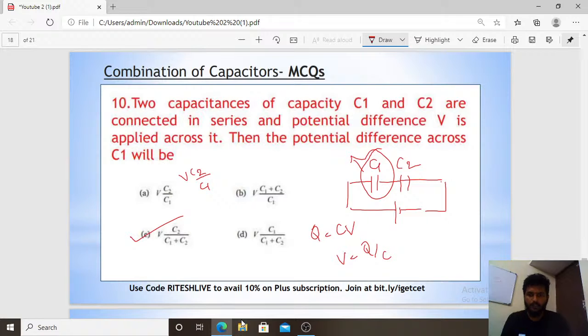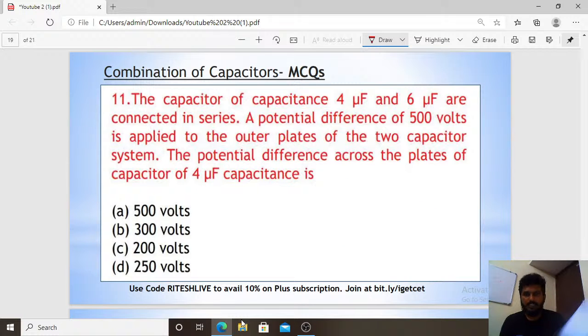Okay. Next one. Capacitors of 4 microfarad and 6 microfarad are connected in series. A potential difference of 500 volts is applied across the plates of the two capacitor system. Find the potential difference across the plates of the 4 microfarad capacitor. Okay. So these two are in series.